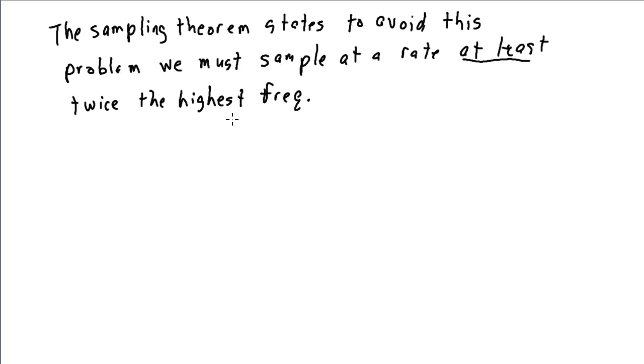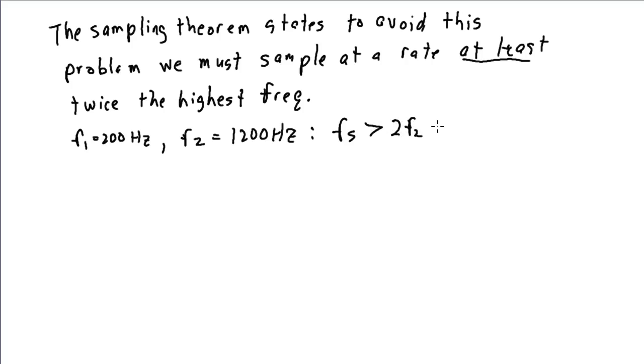So in the previous problem, I had F1 was 200 hertz, F2 was 1200 hertz. And according to the sampling theorem, I need to sample at a frequency now of twice the highest frequency. In this case, that's F2. So I need to sample at twice that, which is 2400 hertz.